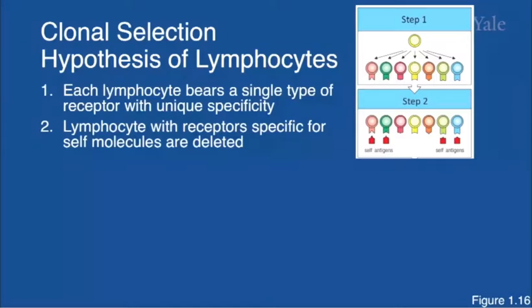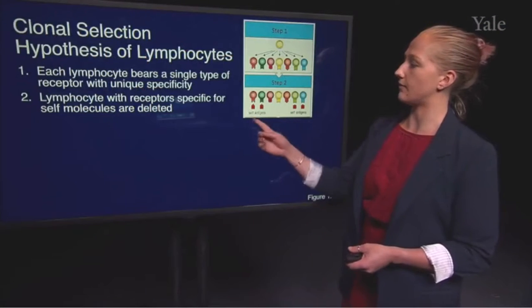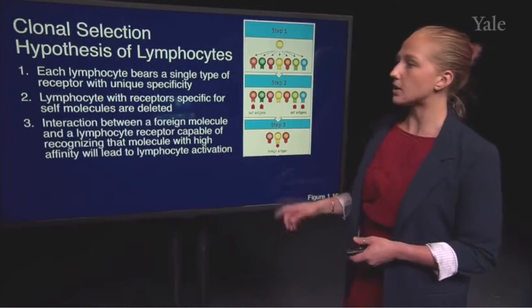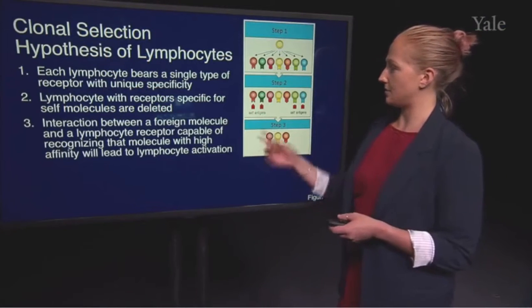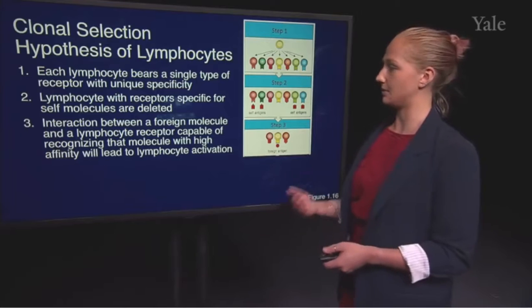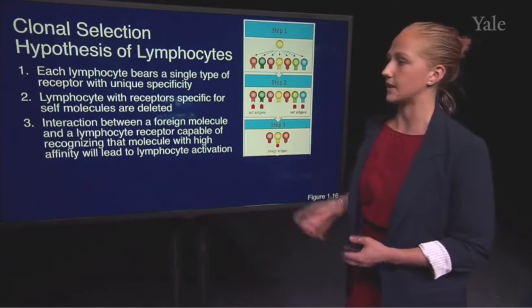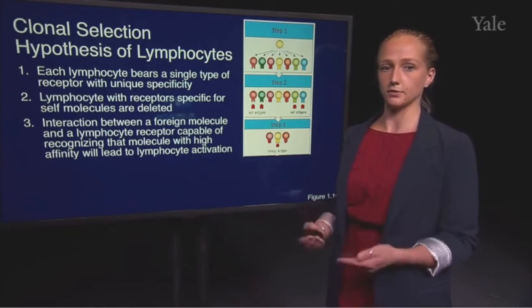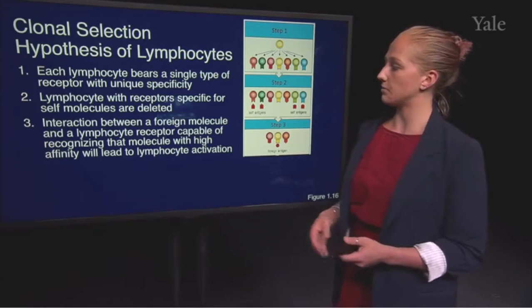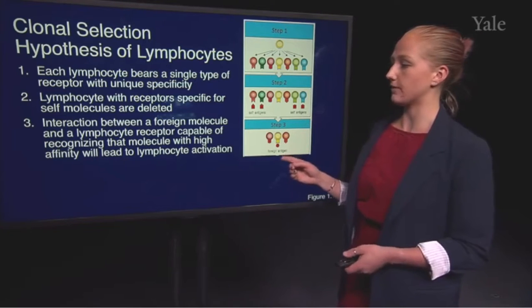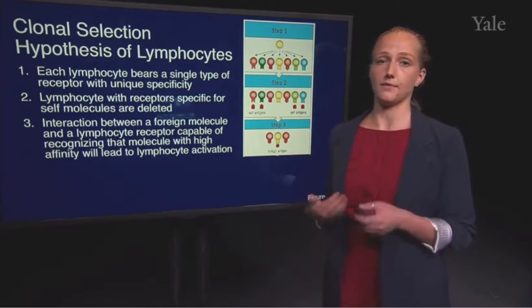Afterwards, obviously we don't want our immune system acting against our own proteins that we have in our bodies. And so lymphocytes that have receptors that are specific for self-antigens, represented here by these red squares, will be eliminated. And so once your lymphoid cells have been eliminated of self-reacting cells, what we're left with is a group of lymphocytes that have specificities for foreign molecules. Now, when there is an interaction between said foreign molecule or foreign antigen and the lymphocyte receptor for which it's specific, this will lead to the activation of that specific lymphocyte.